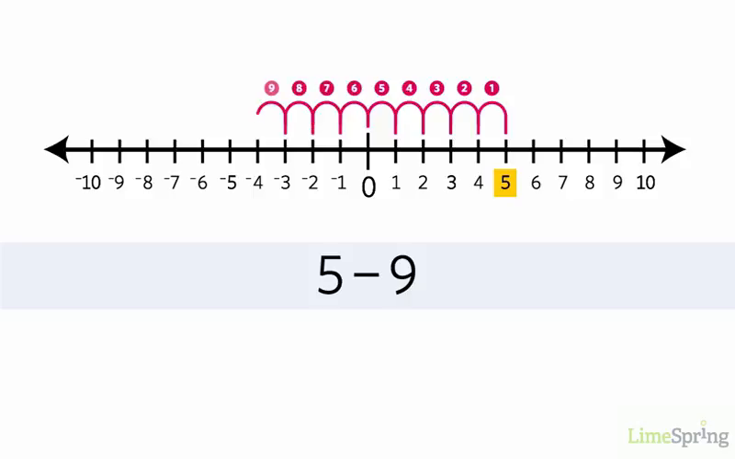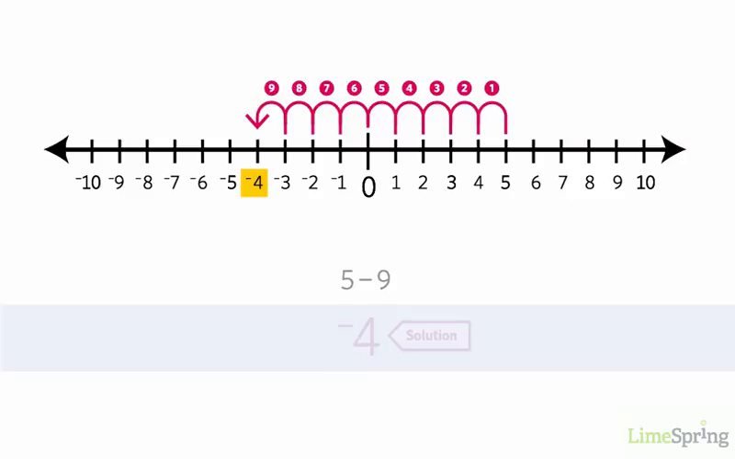Where do we end up? At -4. So 5 minus 9 equals -4. Notice that 5 of the 9 steps were used getting from 5 to 0, and the remaining 4 were used going from 0 to -4.